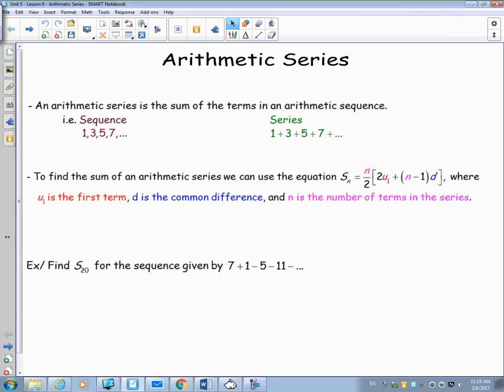In this lesson, we're going to examine an arithmetic series. An arithmetic series is the sum of an arithmetic sequence. So the sequence is a pattern itself, 1, 3, 5, 7. The series is going to take those numbers and add them all together. So 1 plus 3 plus 5 plus 7.